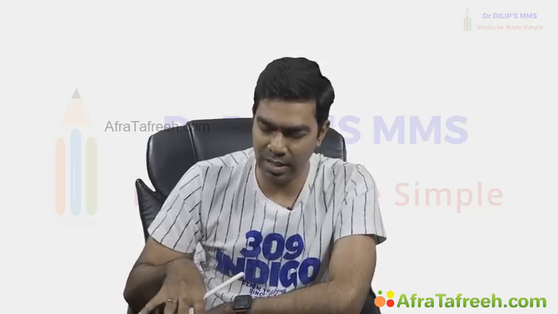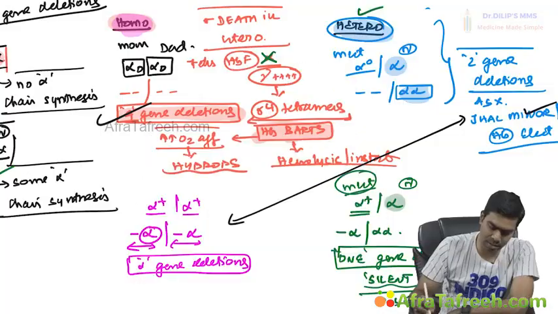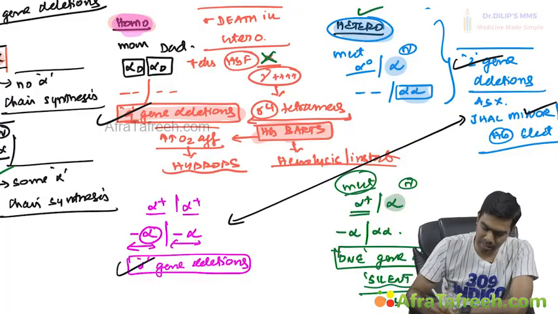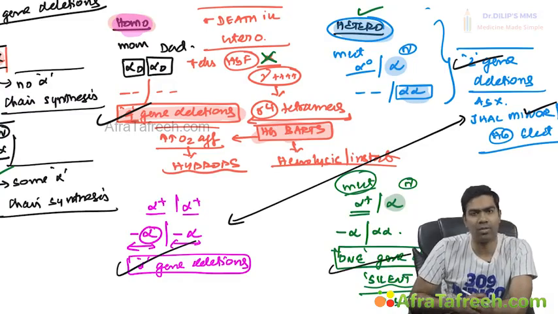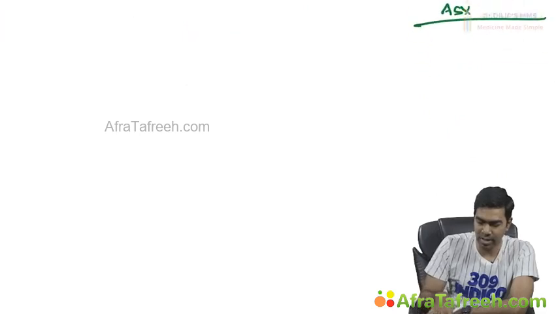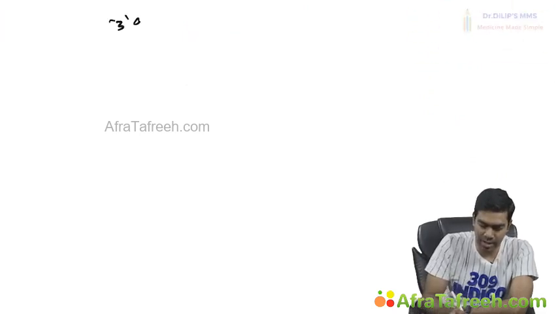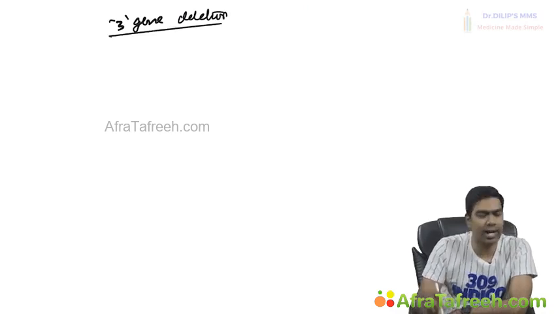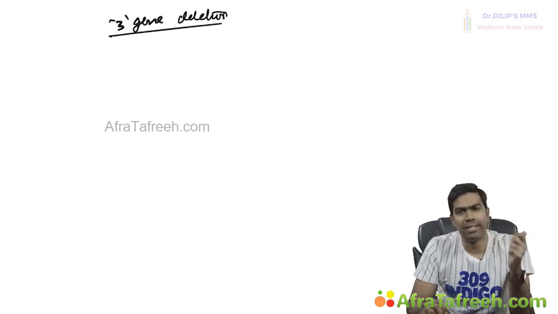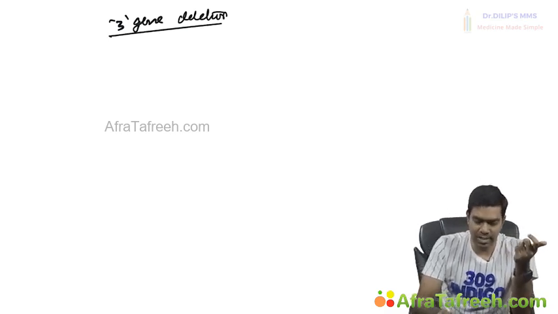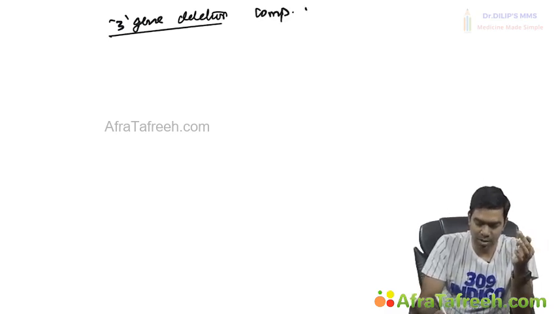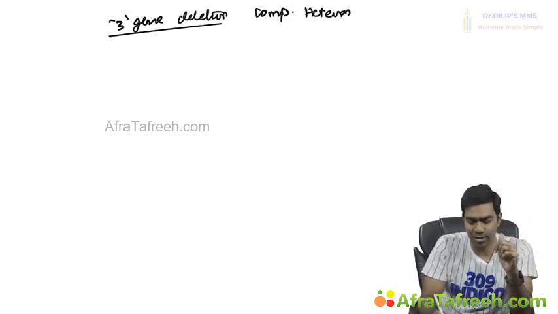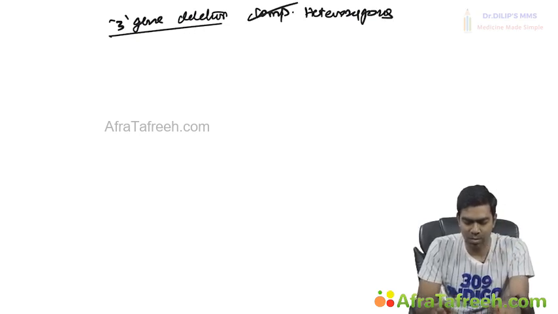But we have seen 4 gene deletions, we have seen 2 gene deletions, we have seen 1 gene deletion also, but we have not yet seen the characteristic 3 gene deletion. So what do you mean by 3 gene deletion? 3 gene deletion typically results from a compound heterozygous mutation. So what do you mean by a compound heterozygous mutation?